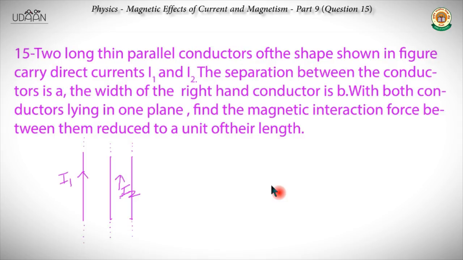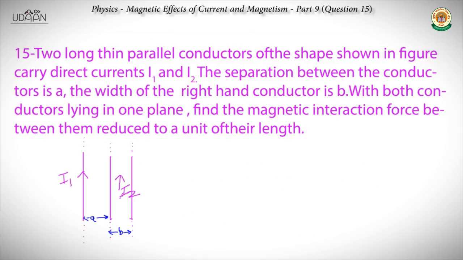Two long thin parallel conductors of the shape shown in the figure carry direct currents I1 and I2. The separation between the conductors is A. The width of the right hand conductor is B. With both conductors lying in one plane, find the magnetic interaction force between them per unit of their length. So can you please explain this question to me a bit? This sounds a bit complicated.